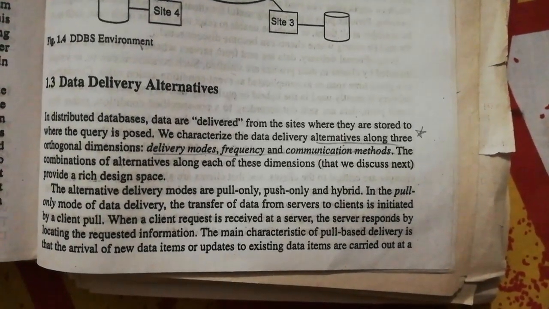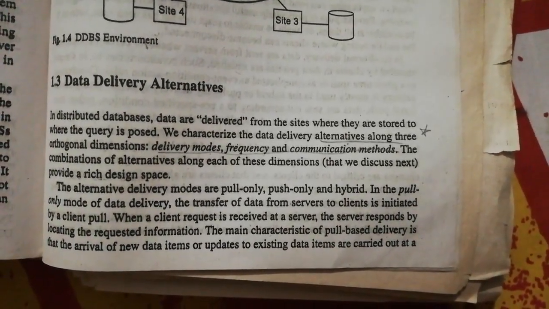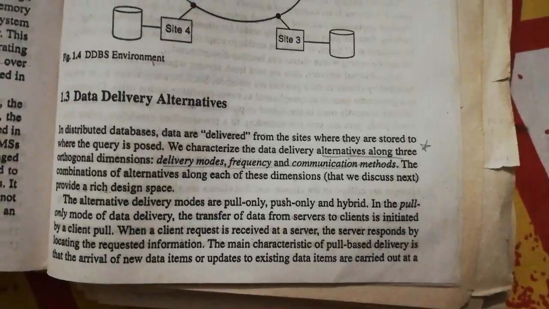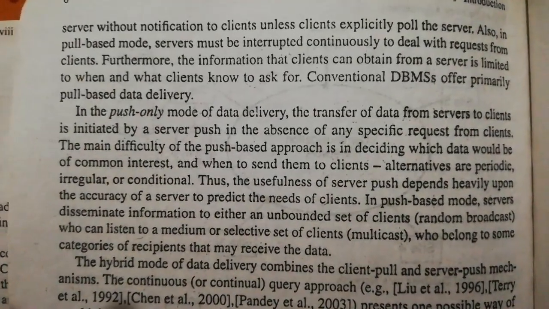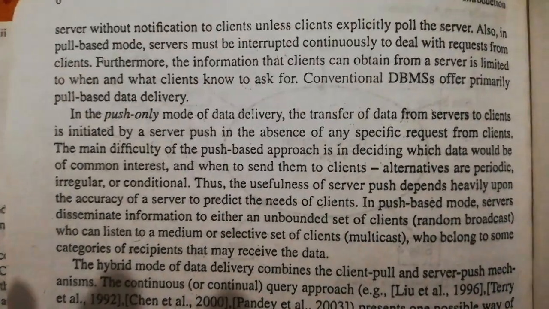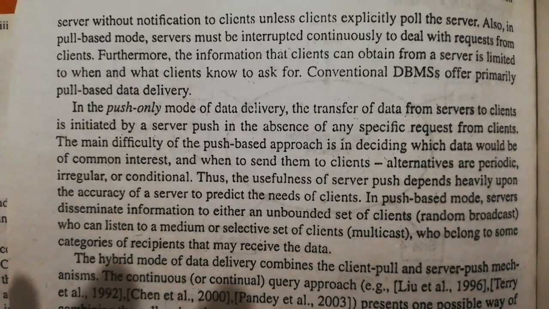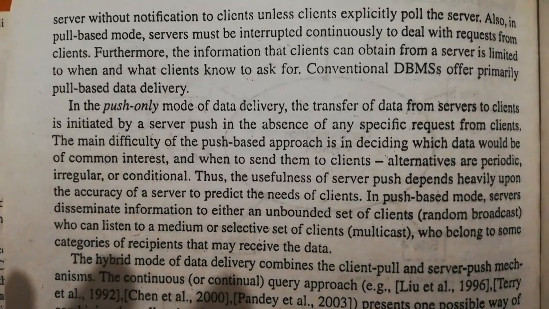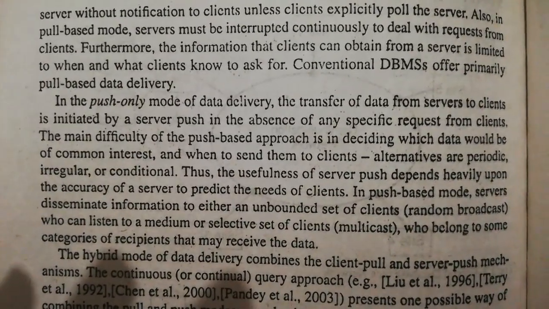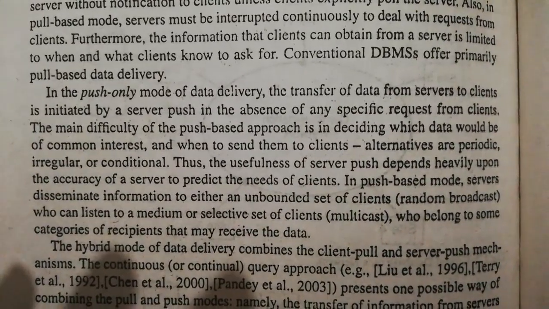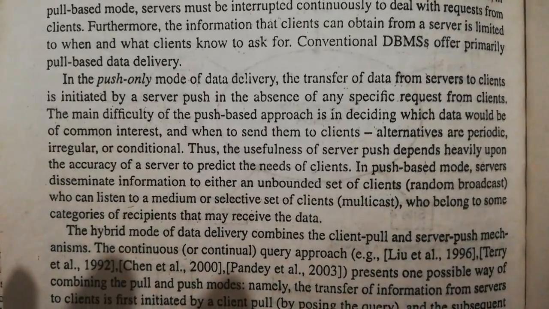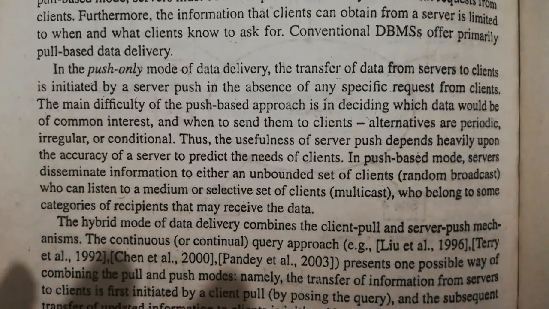The main characteristic of pull-based delivery is that the arrival of new data items or updates to existing data items are carried out at a server without notification to clients unless clients explicitly poll the server. Also, in pull-based mode, the server must be interrupted continuously to deal with requests from clients. Furthermore, the information that a client can obtain from a server is limited to when and what the client knows to ask for. Conventional DBMS offer primarily pull-based data delivery.